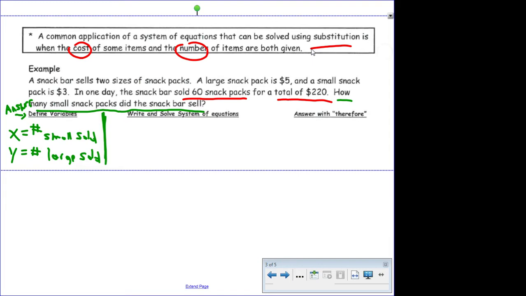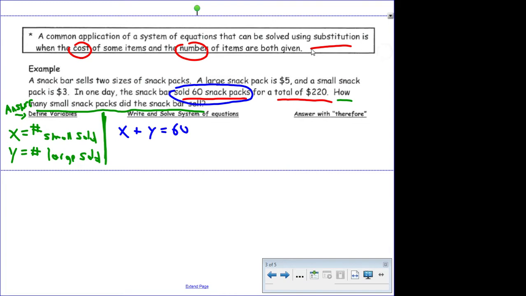Okay. Well, you know 2 things about these snack packs. You know the total number and the total price. Can you set up an equation for each? What would an equation be for the total number? 60 snack packs were sold. What would my equation be? X plus y equals 60. The number of small plus the number of large equals 60.